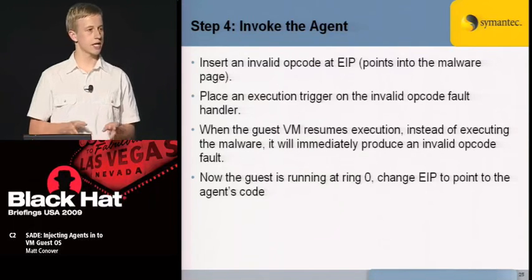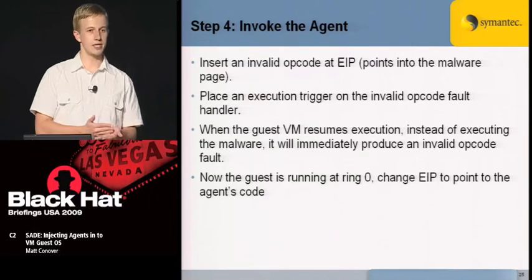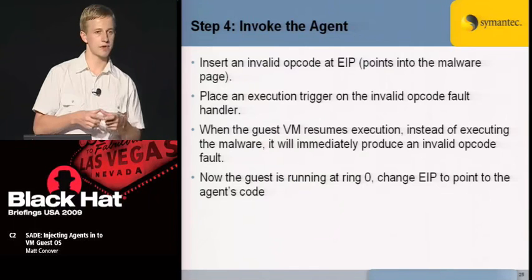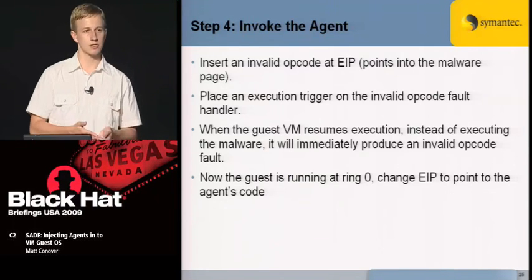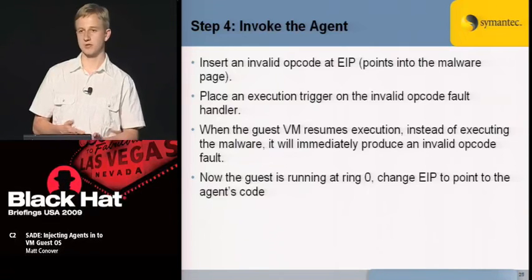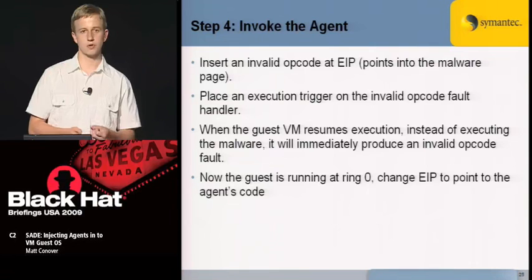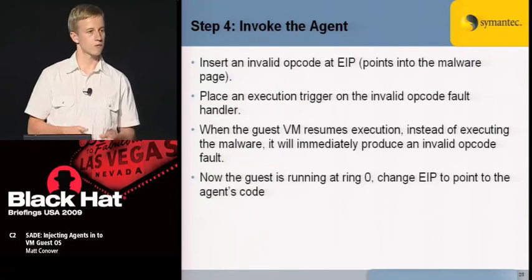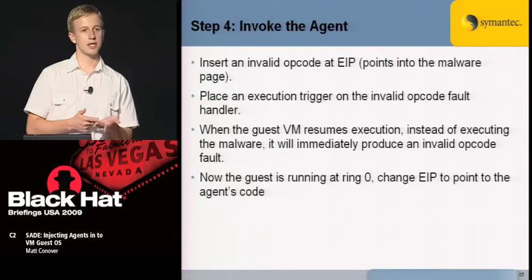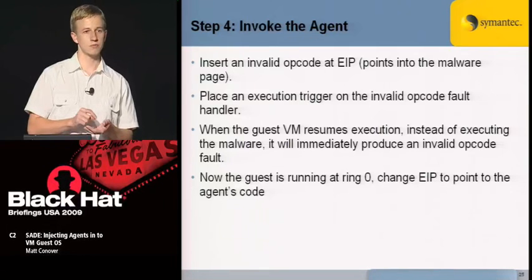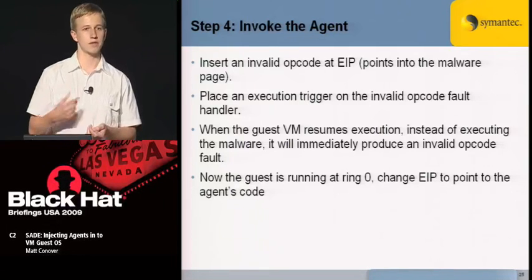Okay, so the idea is like this. We know the EIP of the malware page, right? So we have a memory page which we detected malware on, and we know the EIP because we have all of the guest registers available to us. So we can read the guest registers or we can modify the guest registers. And EIP is just another register. So we basically look at where EIP is on this page, and we will now insert an invalid instruction at that location, so that whenever the guest VM resumes, it will immediately trigger an invalid opcode fault.